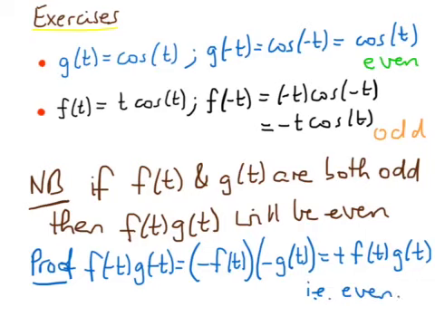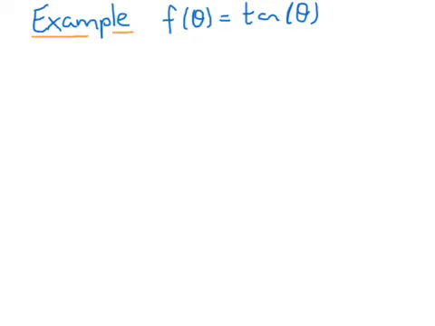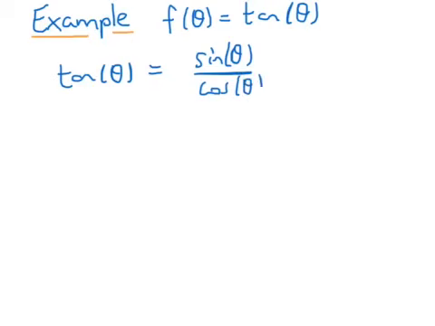Now, this is also true for the ratio of 2 odd functions, and similarly an odd function multiplied by an even function is going to be odd. So let's look at an example of this on the next slide. The example I want to look at here is the tangent function. I'm going to be calling the variable here theta. So the tangent of theta is the sine of theta divided by the cosine of theta.